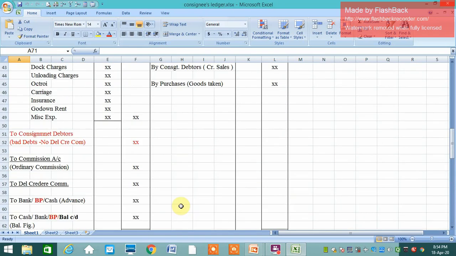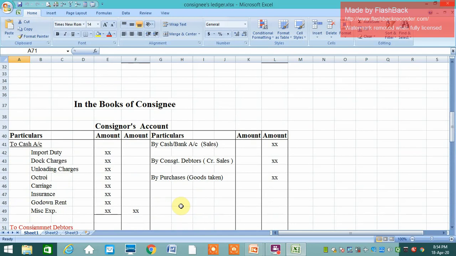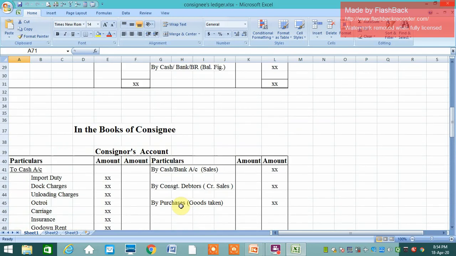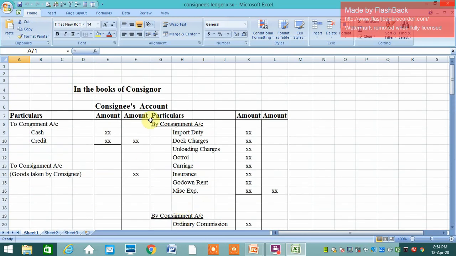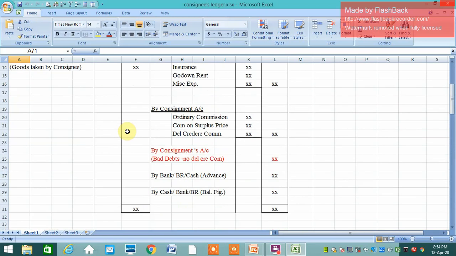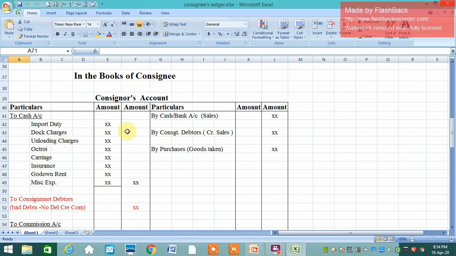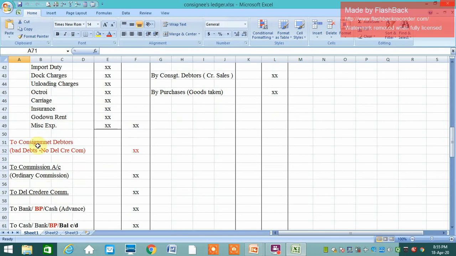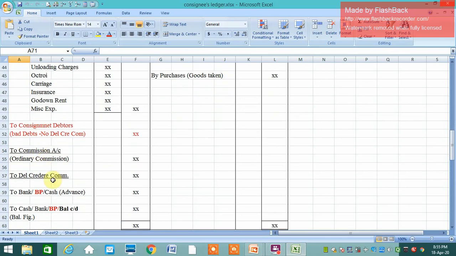Okay, so in this way we have seen the accounts to be prepared in the books of the consignee. You can use the consignor's books, the consignee account, to prepare the consignee's books, the consignor's account. The same things come, only the side is different, and somewhere the names of the accounts are changed. These are the expenses incurred by him. These are the bad debts when Del Credere Commission is not given. This is the normal commission. This is Del Credere Commission, and this is the advance. This is the closing balance.